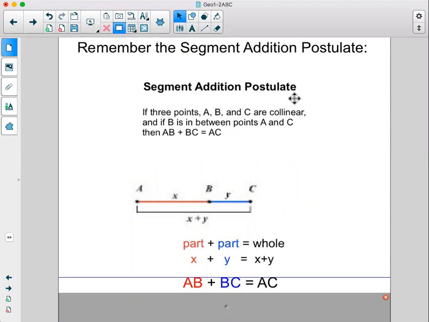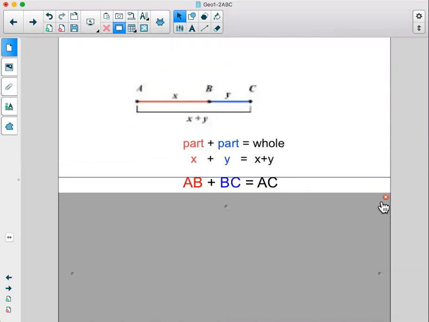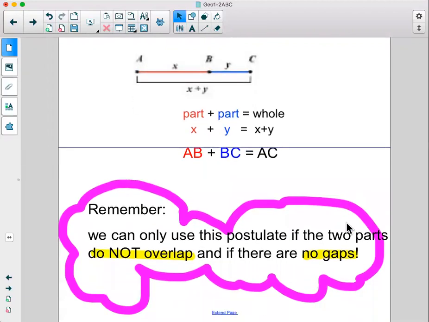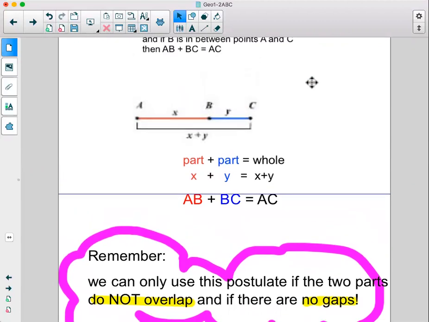Remember, the segment addition postulate stated that if you had 3 points on a line and B was in between, then AB plus BC would equal AC. Part plus part equaled the whole. But remember, we could only use the segment addition postulate if the two parts in question did not overlap and there were no gaps. And then we could say part plus part equaled the whole.